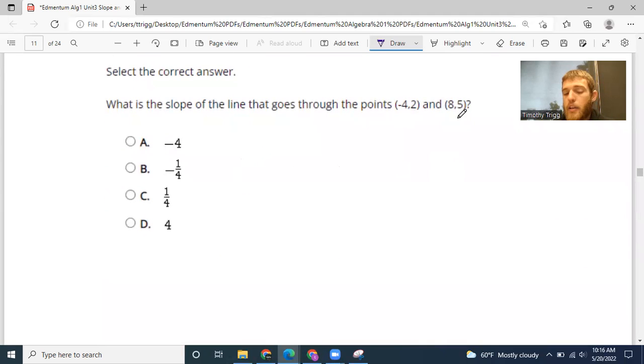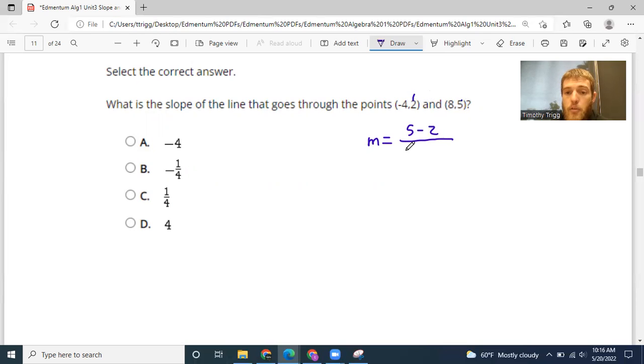What is the slope of the line that goes through these 2 points? So to find the slope of a line when they just give you 2 points, one thing we can do is we can do the rise over run. So the rise over run, you subtract the y coordinates for the rise. So 5 minus 2, the y coordinate minus the other y coordinate.